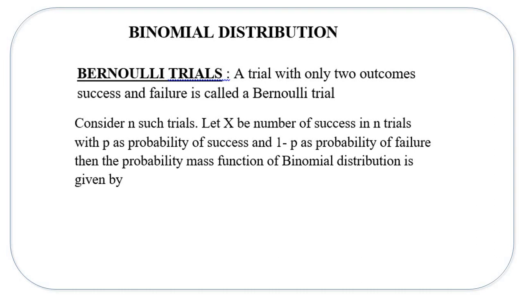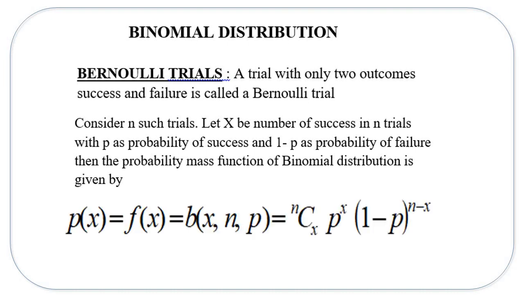Then the probability mass function of the binomial distribution is given by p of x. Sometimes we write f of x. Sometimes we write b of x, n, p. All these are same. And it is nCx p raised to x, (1 minus p) raised to n minus x. So instead of writing 1 minus p, sometimes I write q, which denotes the probability of failure.